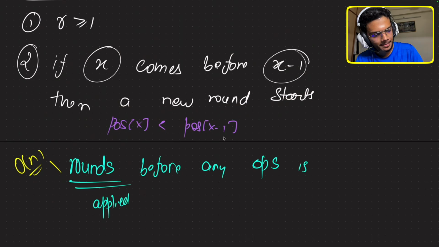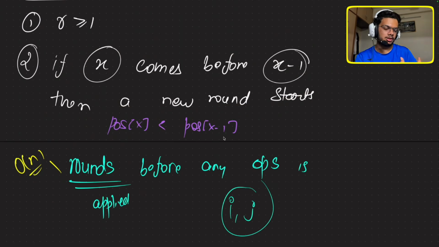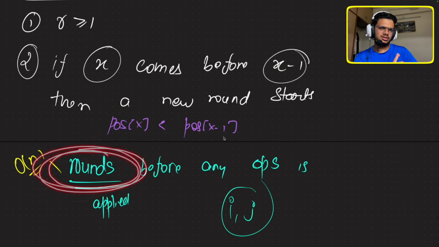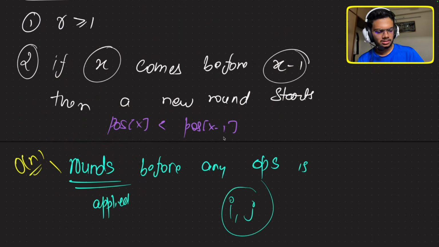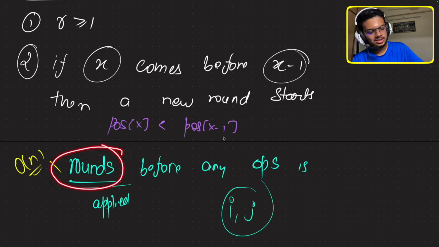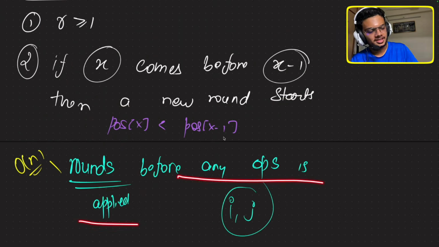So whenever a swap happens between the elements at position i and j, maybe if in constant time you can change these rounds to some number, then the question can be solved, right? I don't know how you are going to do it, but it gives you an idea. We know we cannot apply brute force, but we do know how to calculate how many rounds we require before any operation is applied.